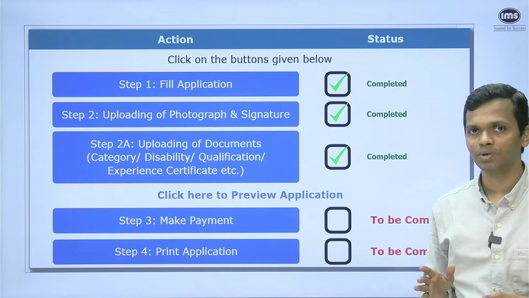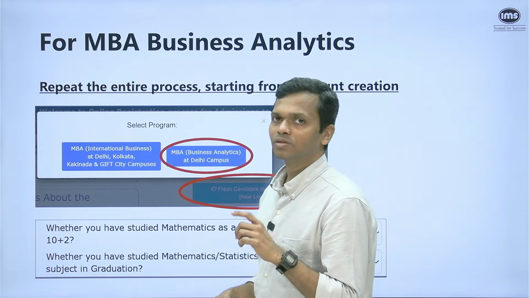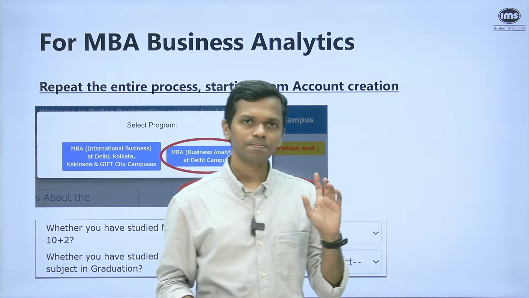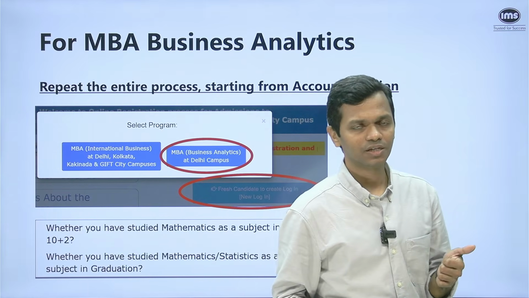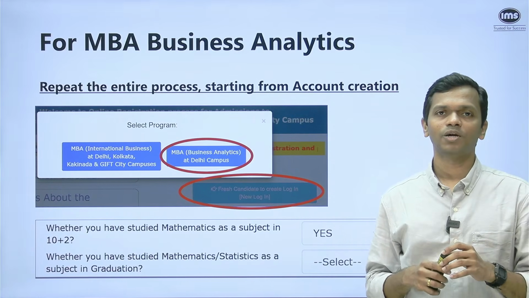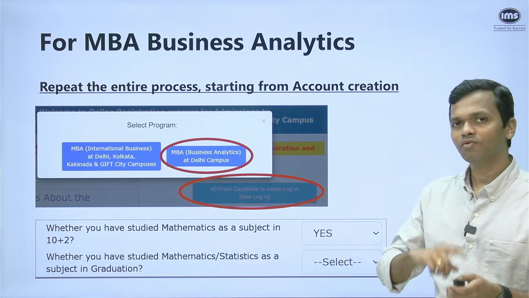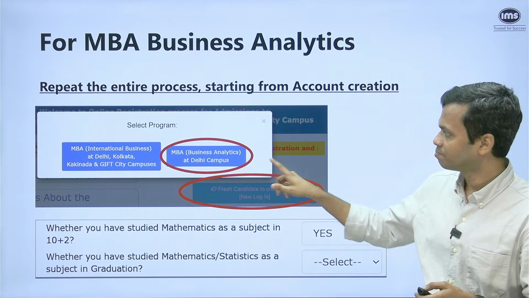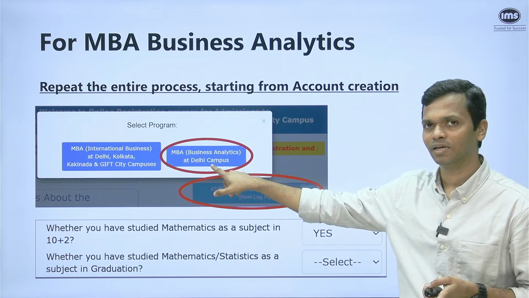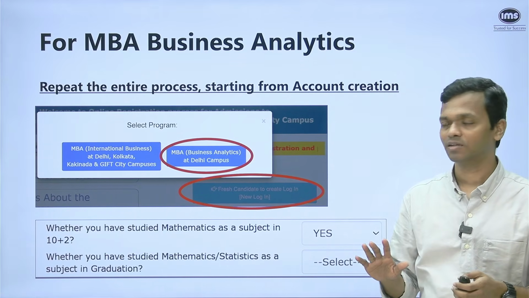So I can print my application. Now, what is different in business analytics? This concludes the IB application. Once you have made the payment, once you have printed the application, you're done with the IB application. If you decide to apply to the business analytics program as well, you will have to start from the beginning, and on that page you will have to click on MBA Business Analytics and follow the exact same process that we have done so far. The form is exactly the same.